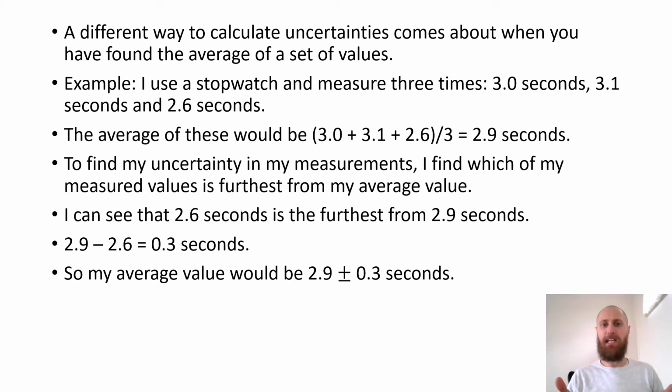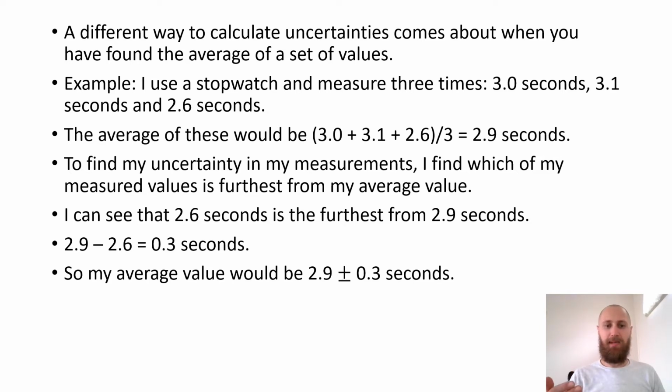A different way you can get uncertainties is when you have a few different values for the same result, and you average those out to get an average representation of what result you should have got. So my example on here is that I use a stopwatch. I measure 3 times, 3.0 seconds, 3.1 and 2.6. I average those out and I get 2.9 seconds.